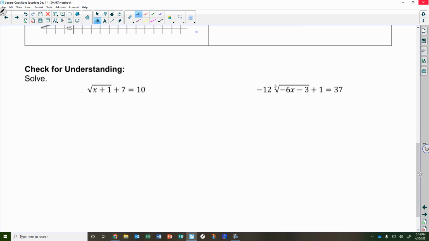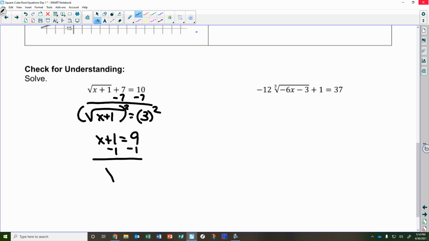We got two equations that we just solved. I got some extra stuff outside the square root I got to get rid of. So we're going to subtract 7 to both sides, and I get the square root of x plus 1 equals 3. So I'm going to square both sides because it's the square root function. When I do that, I get x plus 1 equals 3 squared, which is 9. When I subtract 1 to both sides, I get x equals 8.